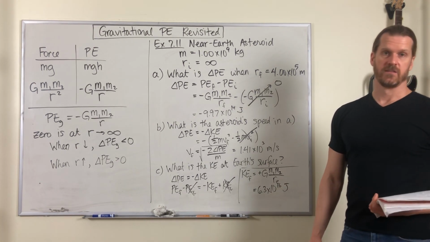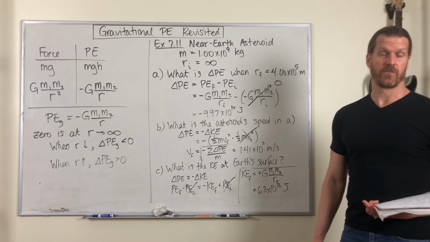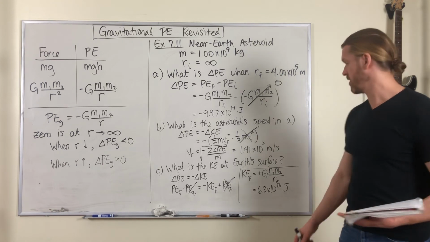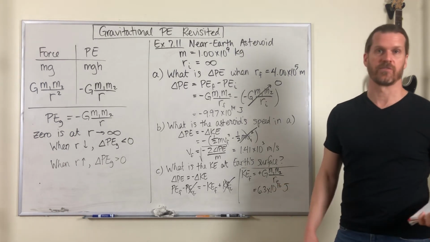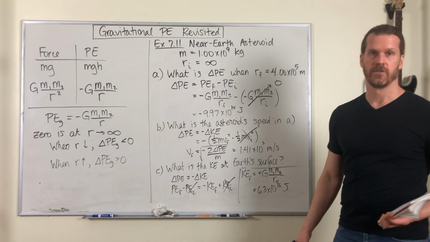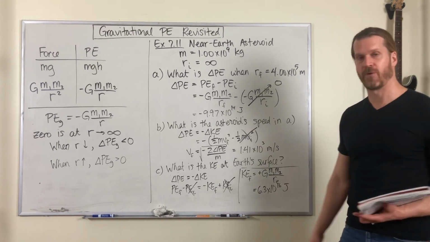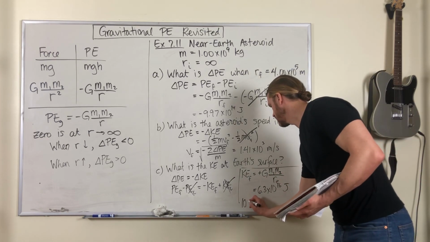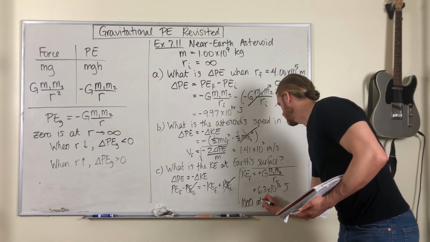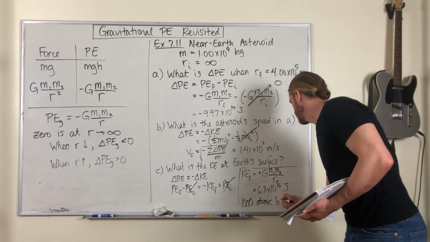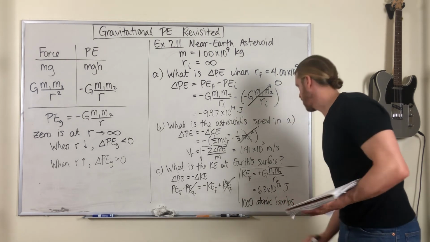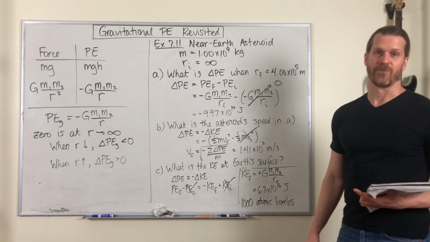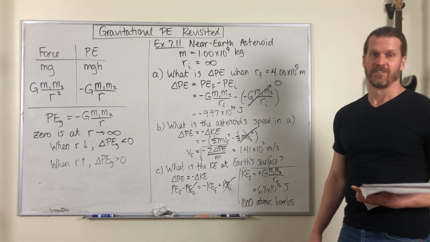So how big is that? Well, the atomic bomb that was dropped on Hiroshima in World War II was about 6.3 times 10 to the 13 joules. So this is 1,000 atomic bombs. So this is why you don't want an asteroid to hit the Earth's surface. Super destructive.